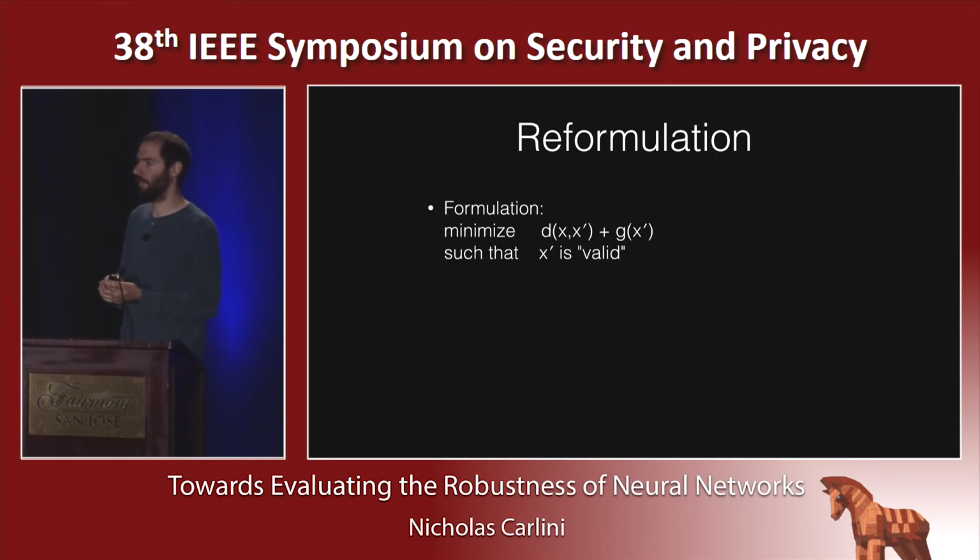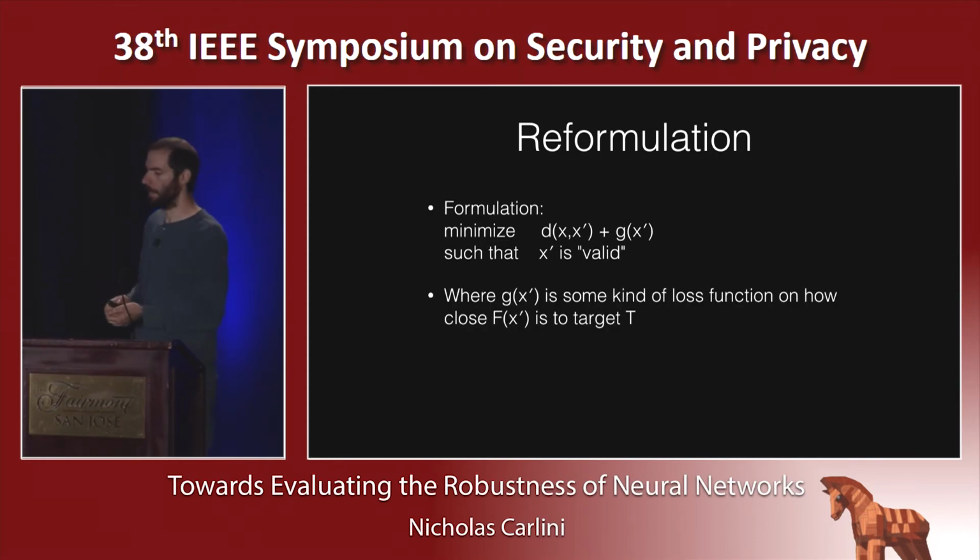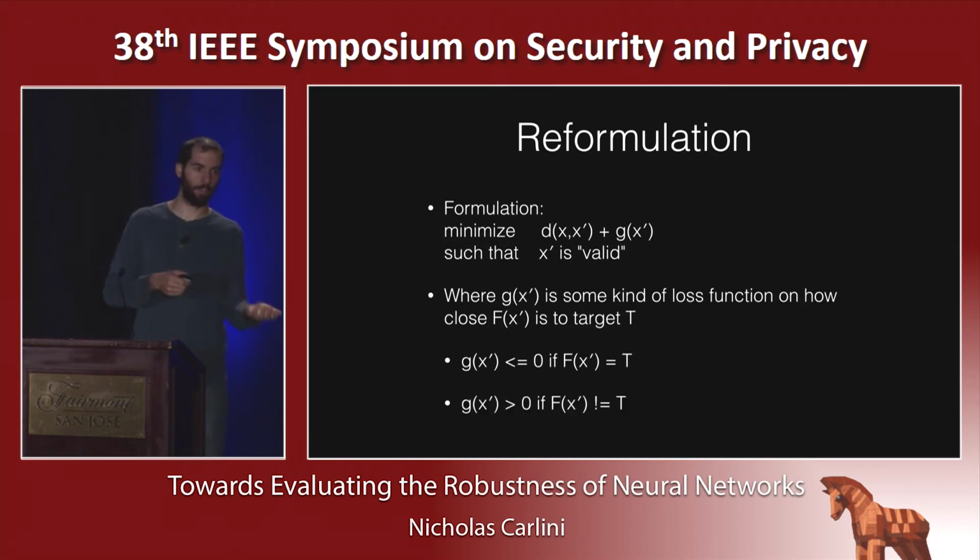So the question here is, what is this function g? The function g is just some kind of loss function that describes how close we are to being classified as t. With the idea being that if g of x prime is less than or equal to 0, then we have that f of x prime is being classified as t, and if g of x prime is greater than 0, then we're not yet classified as t. And hopefully it's smoothly interpolable in between these 2 results.